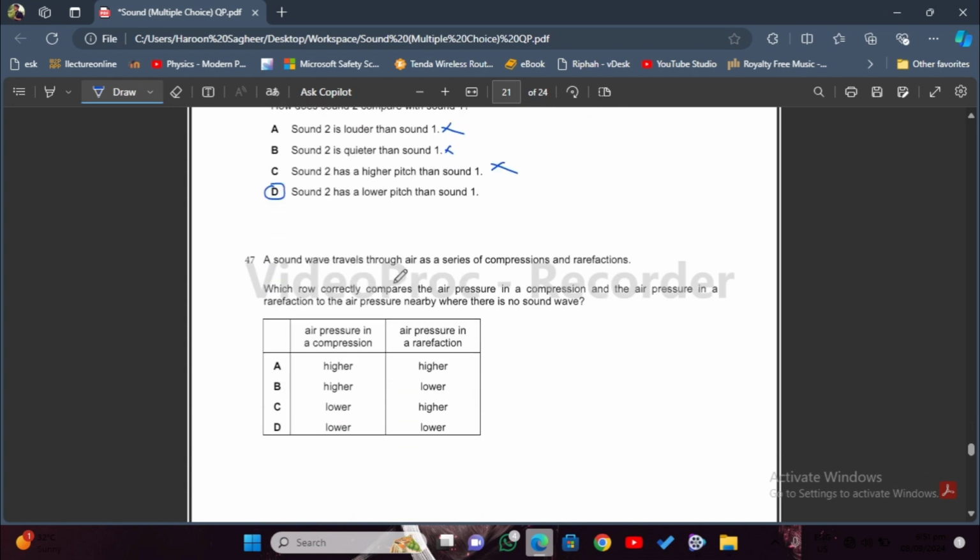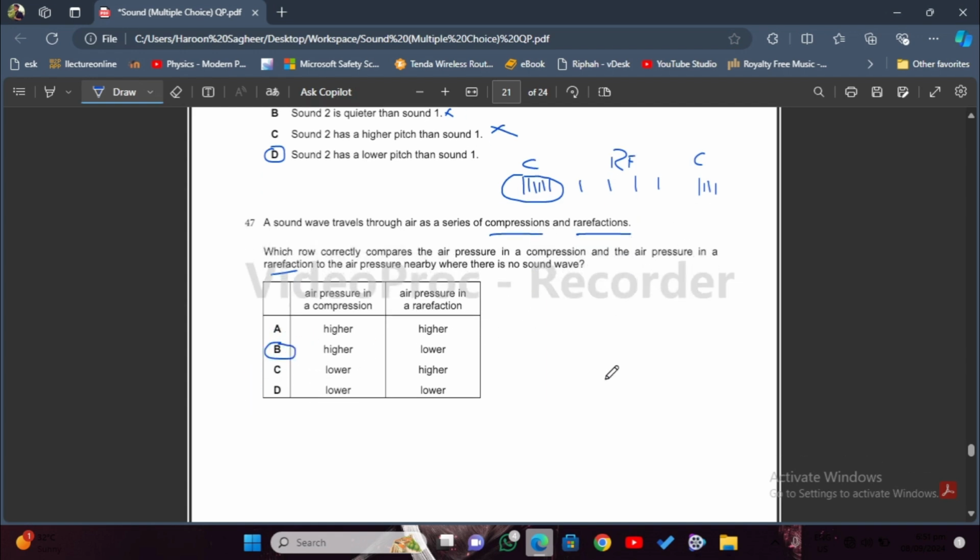Right, a sound wave travels through air as a series of compressions and rarefactions. Here are the compressions where air molecules are close, and these are the rarefactions where air molecules are far apart. Which row correctly compares the air pressure in a compression and the air pressure in a rarefaction? Here we can see that air particles are under a lot of pressure, which is why they are very close together. So air pressure in compression is higher, but air pressure in rarefaction is lower. So option B is correct.